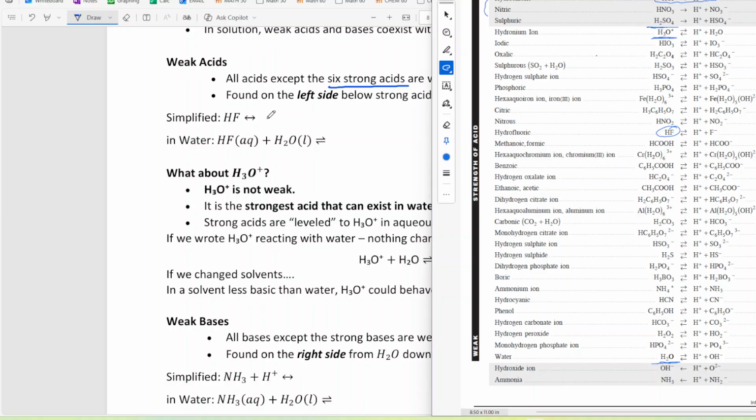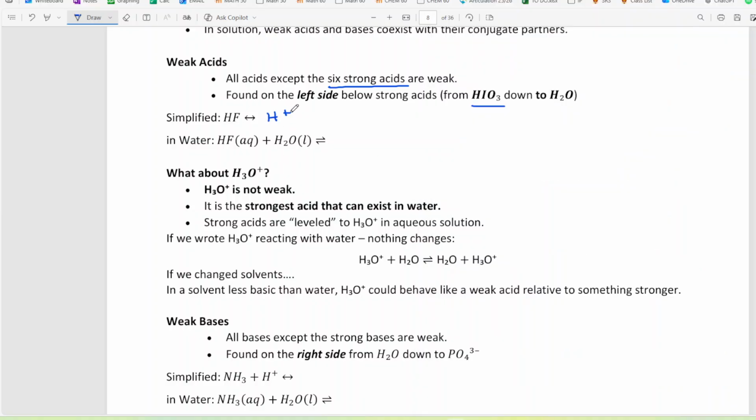On your sheet, it just says that HF goes to H+ plus F-. In reality, we know that this reaction is happening in water and forming hydronium and fluoride. But for acids, the simplified version is great, but it is important that you understand this is what's actually happening.